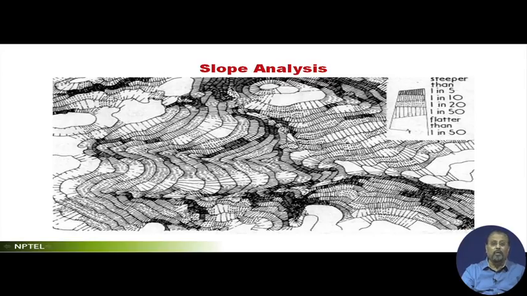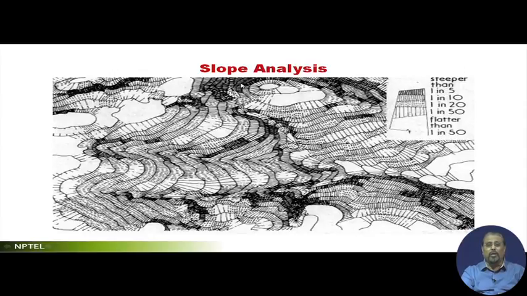So now if I look at it, this particular site, without having any idea about what is the contour elevation of each one of these contours, one can easily infer that this is a very steep area. Very steep is steeper than 1 in 50. This portion is steeper than 1 in 50 by this legend. This one is steeper than 1 in 50.